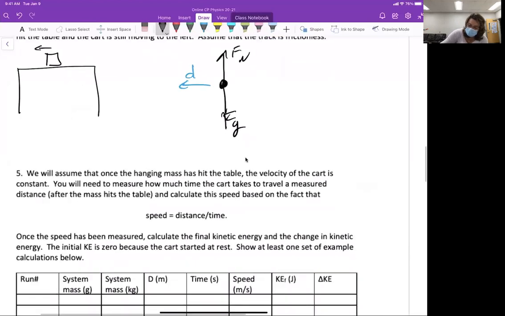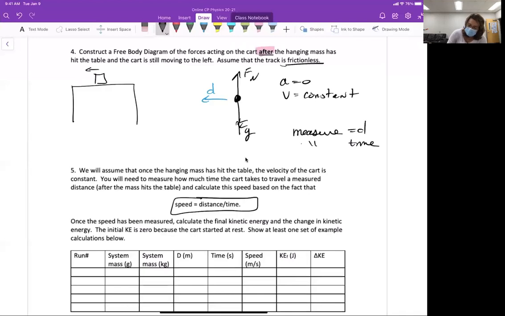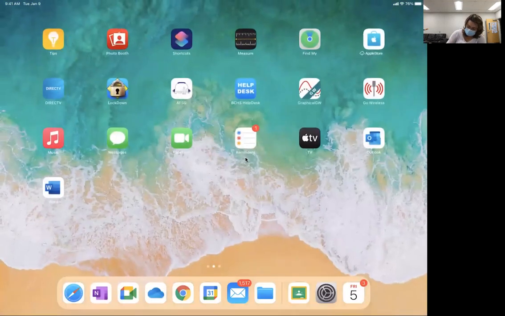So we know that in this situation, and oh, by the way, we assume the track is frictionless, acceleration is equal to 0, V is constant. And because of this fact, I can now measure the speed. If I measure how far it goes, measure D, measure the time, I can calculate the speed that it is currently at after that force had done some work. So let's go do that.